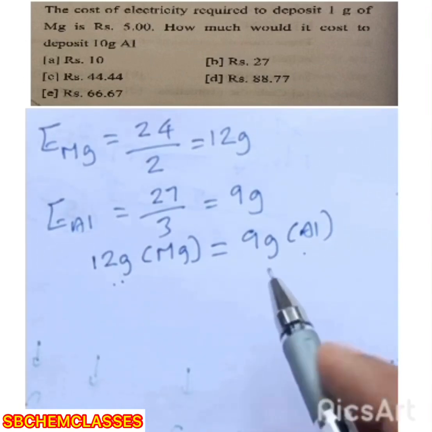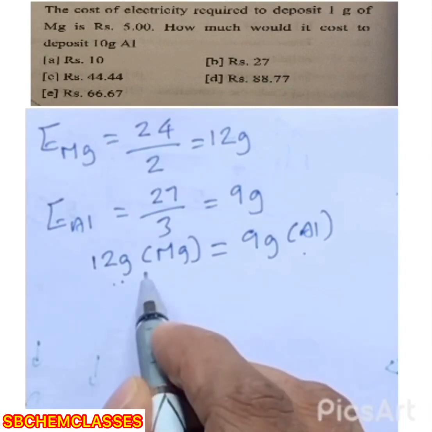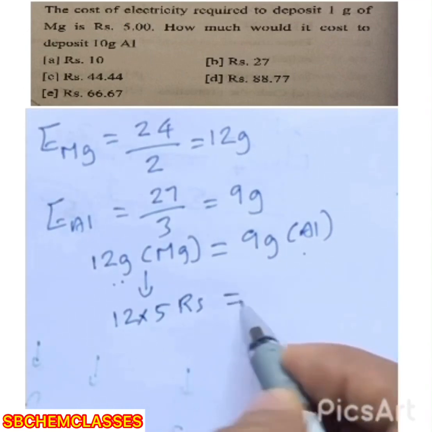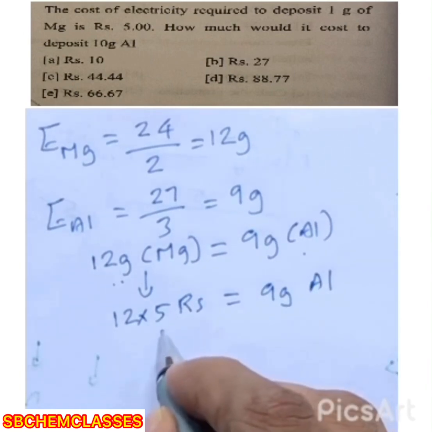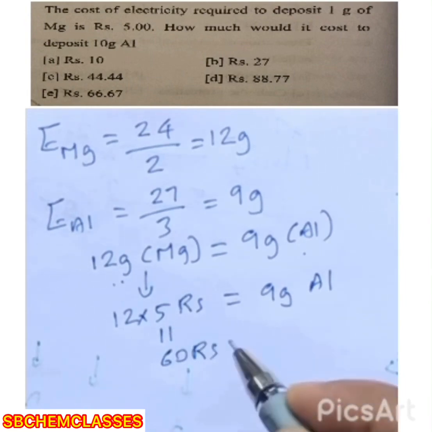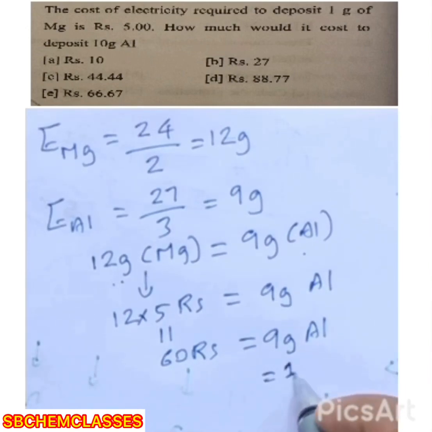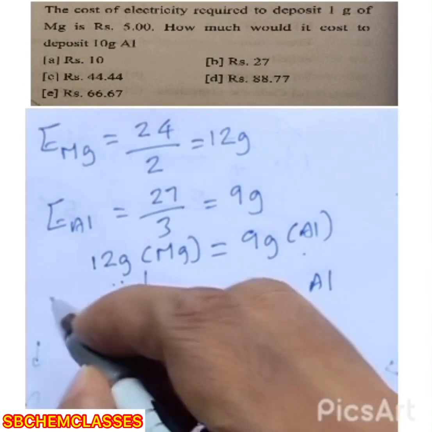We want to produce 10 gram aluminium. To prepare 1 gram magnesium, 5 rupees is required. So for 12 gram magnesium, 12 into 5 rupees is required. That's for 9 gram aluminium. 12 into 5 equals, by calculation, 60 rupees. 60 rupees for 9 gram aluminium. So for 10 gram aluminium, the answer will be 66.67 rupees. That is option E.